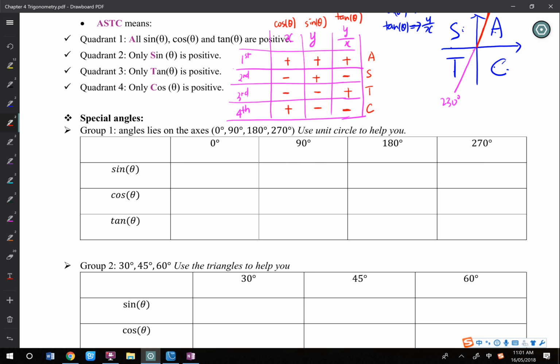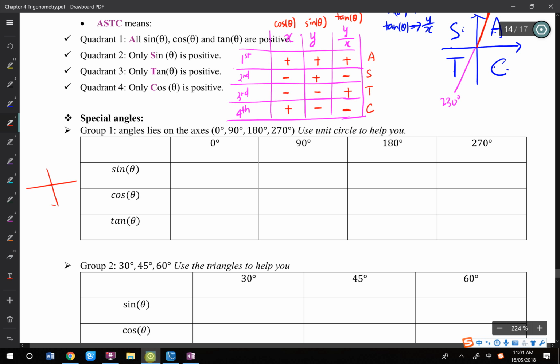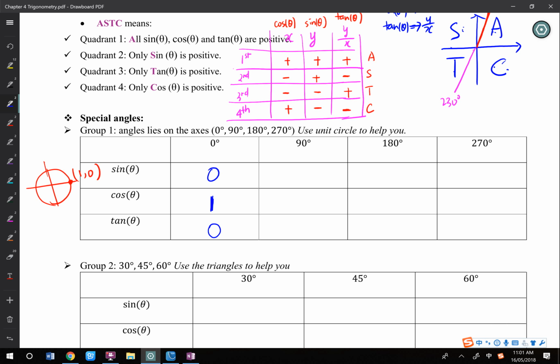So for the 0 degree one, because I use the unit circle here, this point is 1, 0. So 1 must be the cosine value and 0 must be the sine value. And tangent is sine divided by cos. So I have a 0 here, so tan 0 will be 0 as well. Okay, can you use the same idea to work on the other 9 boxes for me, please?